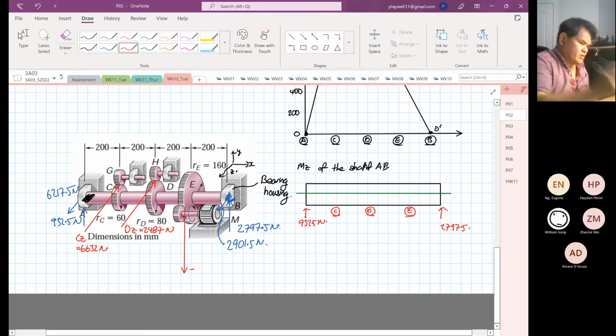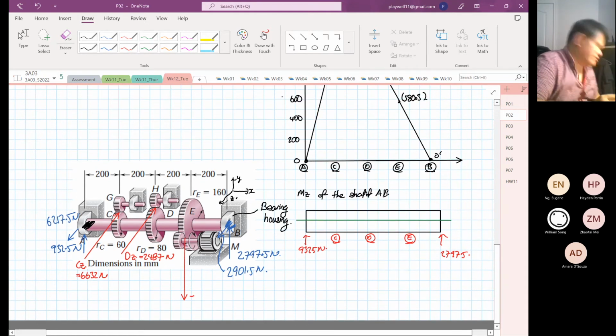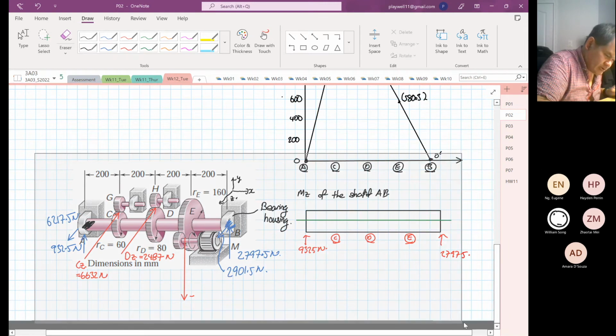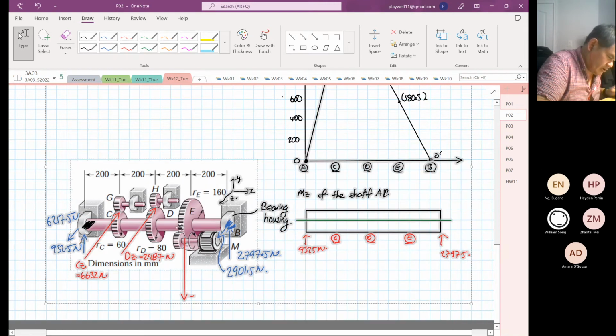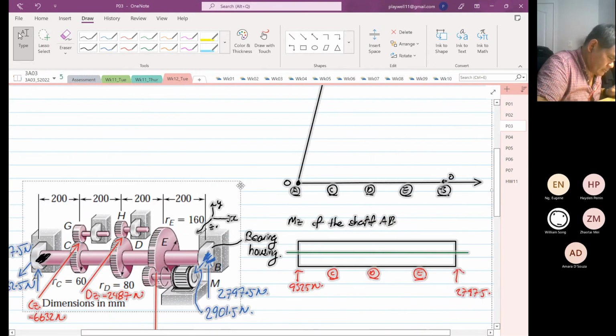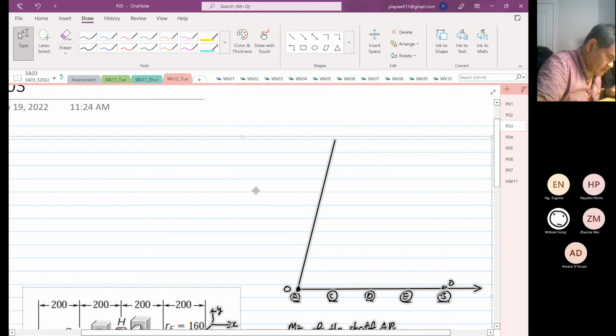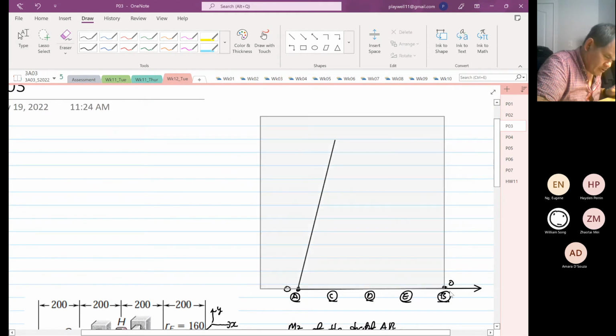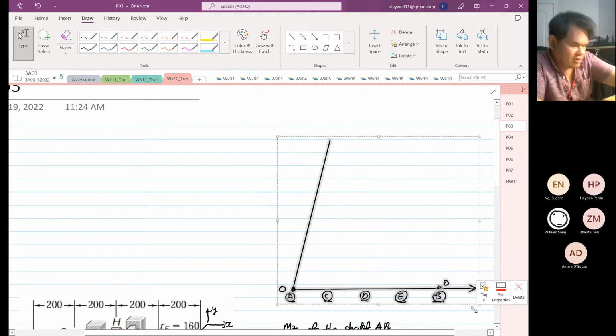Okay, so this is pretty much the same concept. Let me copy and paste on a different page, then we do the calculation. Okay, so this is our page. We don't need this here yet.